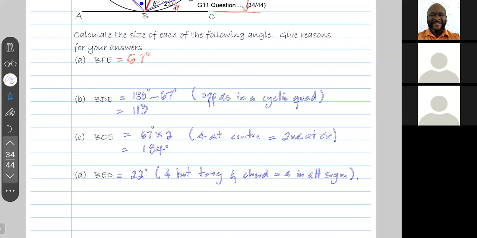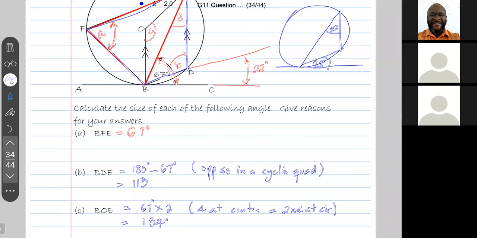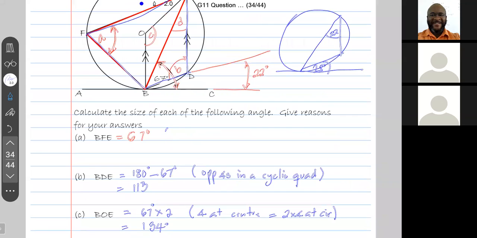And that would be the end of the question. All right, just realize that we did A, but we didn't write the reason. This is the angle between tangent and chord is equal to angle in alternate segment. So the same reason for A is the same reason for D.